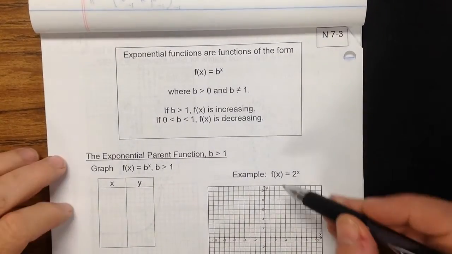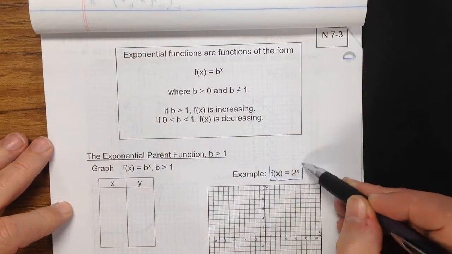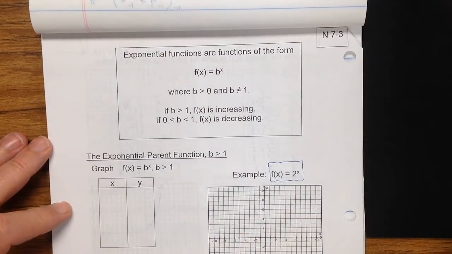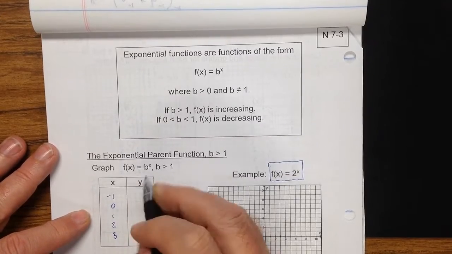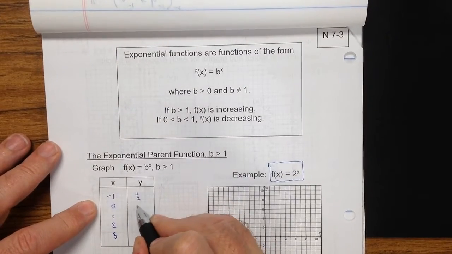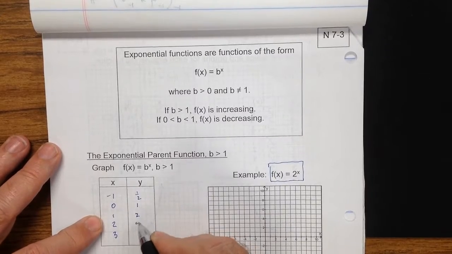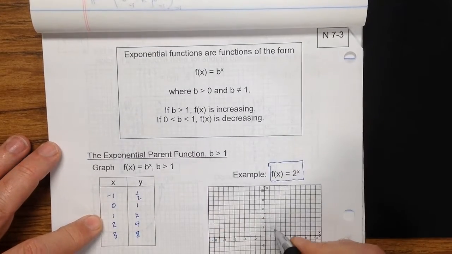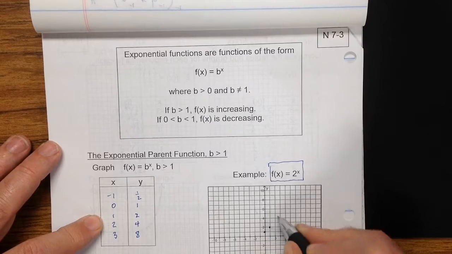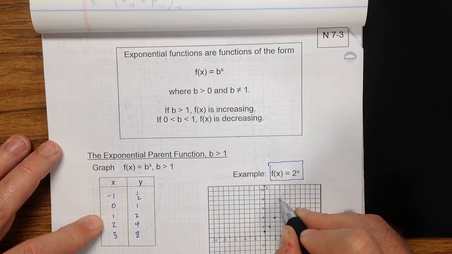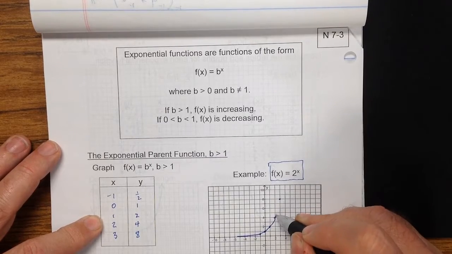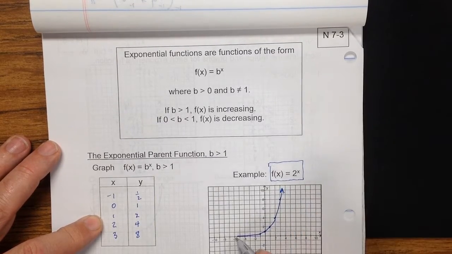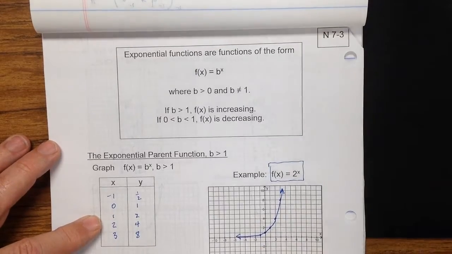And for our graphing purposes here, we're going to use the example of f of x equals 2 to the x, which is what we just graphed a minute ago. So I'm just going to put in a couple values here. At -1, I get 1/2. At 0, I get 1. For 1, I get 2. For 2, I get 4. For 3, I get 8. So 0, 1, 1, 2, 2, 4, 3, 8, and 1/2. And then we're going to go through here. And there we go. f of x equals 2 to the x power.